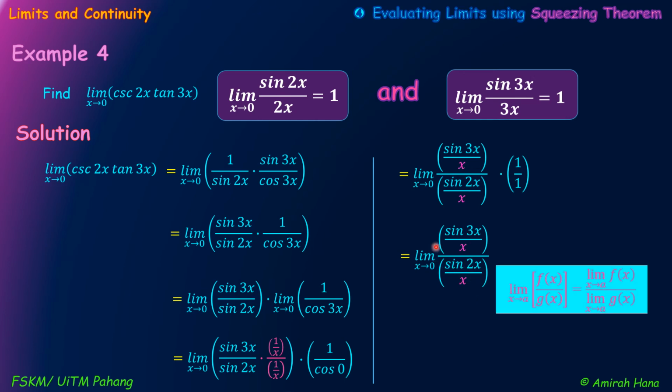Okay? And from here, we have a division of limits. So we can use the properties of limits. Limit x approaches a, f(x) over g(x) equals limit x approaches a f(x) over limit x approaches a g(x). And when we use this theorem, we can write like this. Limit x approaches 0, sine 3x over x over limit x approaches 0, sine 2x over x. We split the division of limits, right?